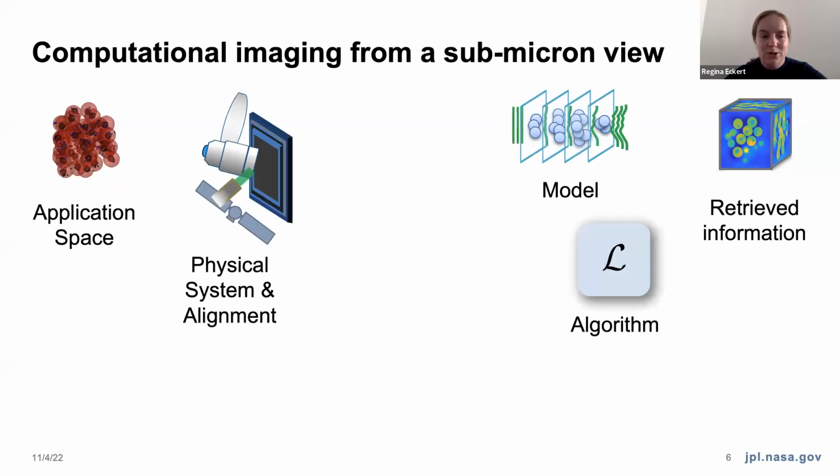Then we get to all of the specifics of both the physical system and the alignment. What type of optics am I using? Where is it going to go? Is it on a microscope that's on a bench? Does it have to be transportable? Things like that. What type of physical model am I using for how my light is propagating through that object or interacting with my imaging system? What algorithm am I using?